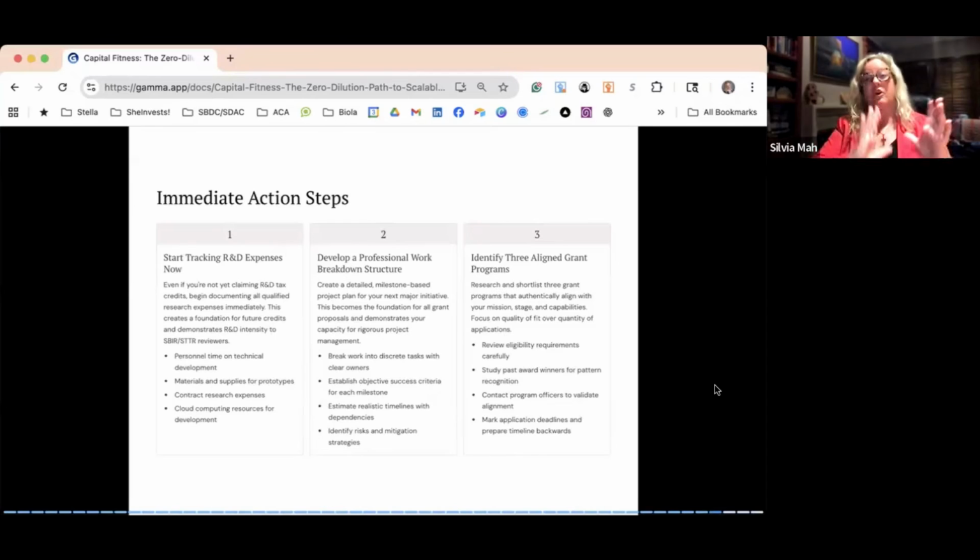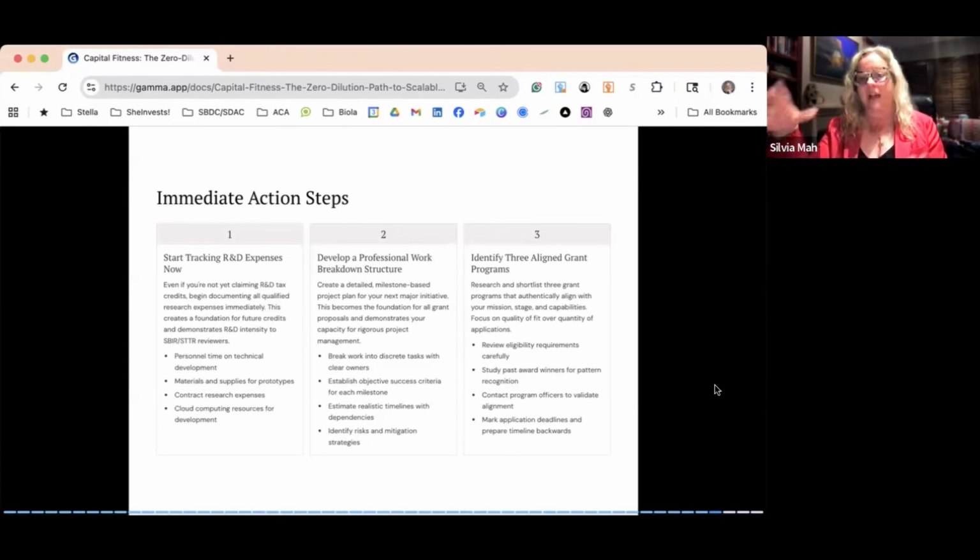Track everything so you know what that R&D expense is. Secondly, develop a professional work breakdown structure. Create a detailed milestone-based project plan so you can say, okay, I need to get to this milestone. What do I need to do? Boom, boom, boom. These establish objectives that have success criteria or KPIs to allow you to get there, but you're also identifying risk and mitigation strategies.